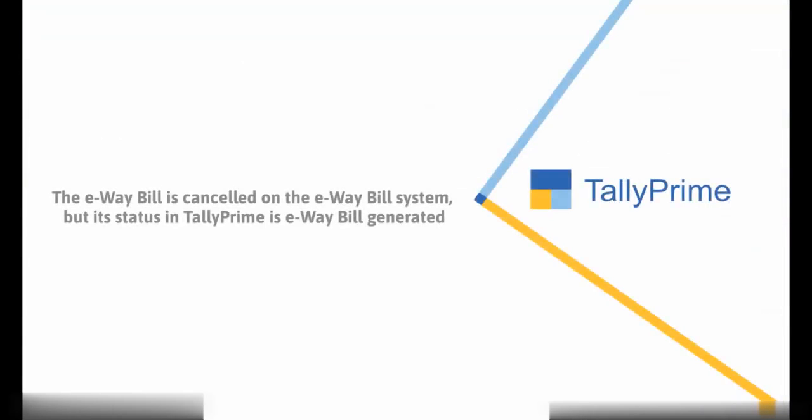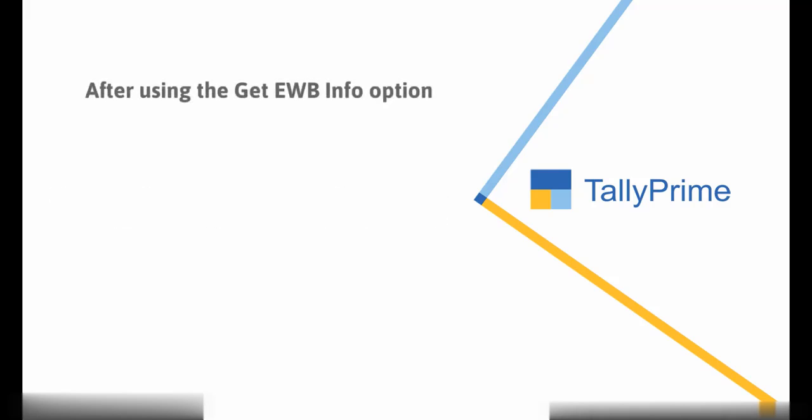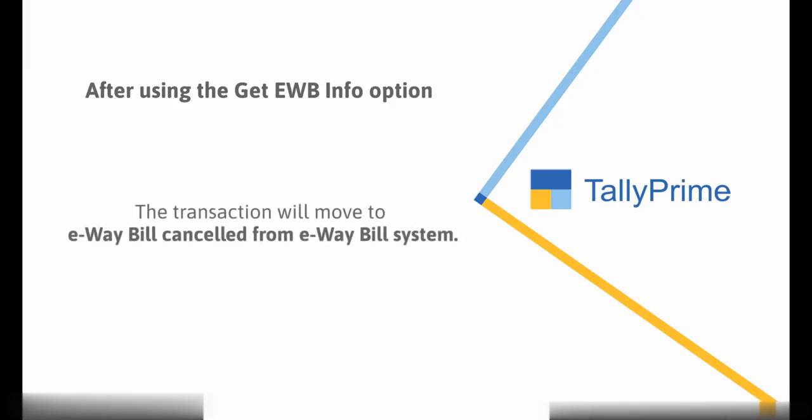There may be a situation in which you have cancelled an E-way bill on the E-way bill system. However, its status in Tally Prime is E-way bill generated. In such a case, you can use the Get EWB Information option. Thereafter, the transaction will move to the E-way bill cancelled from E-way bill system section of the E-way bill report. Similarly, you can fetch the latest cancellation details from the E-way bill system to Tally Prime for any transaction.